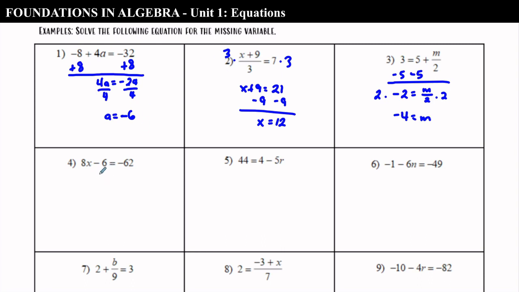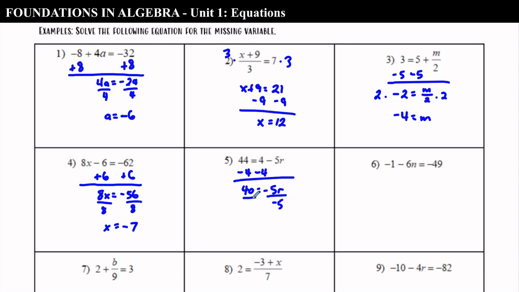For the next one, 8x minus 6 equals negative 62. We're going to add 6 to each side. And when we do that, we get 8x equals negative 56. And then we're going to divide each side by 8. And that's going to give us negative 7. That's our value for x. For this one, we subtract 4 from each side. 40 equals negative 5r. And then we divide each side by negative 5. And that gives us negative 8 equals r.